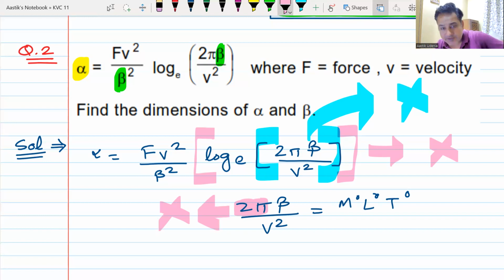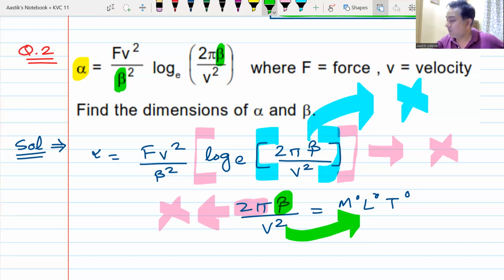So 2 pi goes away. So I get simply, it's very simple. What would be the dimension of beta? So v square will simply go here, yes or no? Yes, sir. So my dimension of beta, my dear friends, will be simply v square.